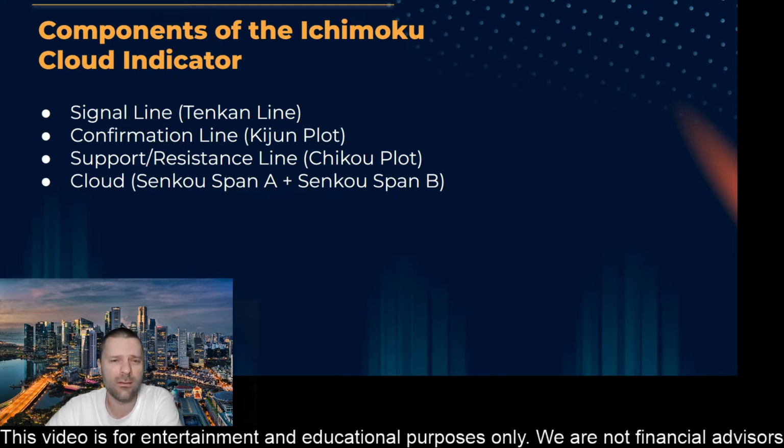So how is the Ichimoku cloud indicator comprised, or what are the components here? Well, we have a signal line, we have a confirmation line, we have a support resistance line, and then we have a few span plots that make up the actual cloud.